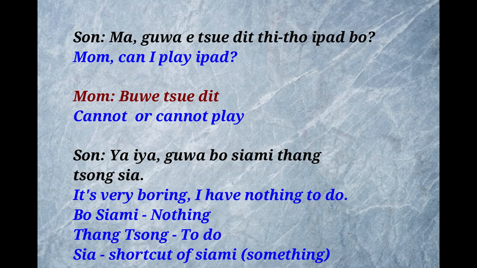Ya, gua bo shami tang chong sha. Ya is boring. Ya is very boring. Gua bo shami, I have nothing. Bo shami is nothing. Tang chong is to do. Xia is the shortcut of shami, which in the previous episode means what, but in this case it means something. So there's nothing to do.